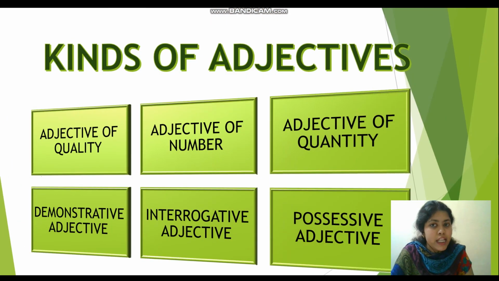Now, children, let's learn about the kinds of adjectives. There are 6 kinds of adjectives. The first one is adjective of quality. The second one, adjective of number. The third one is adjective of quantity. Next one, demonstrative adjective. The fifth one is interrogative adjective. And the last one is possessive adjective. Children, we will be learning about every kind in detail one by one.